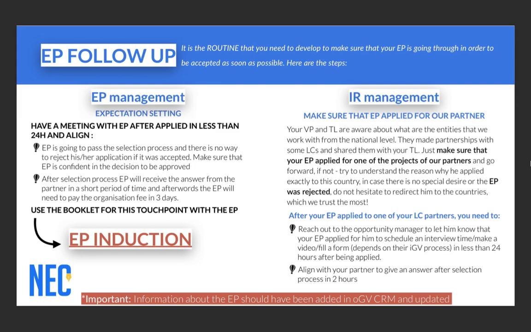At the same time, of course, you need to make sure that the management of your IR partner is also going well. You need to make sure that the EP applied for our IR partner, so your vice president and team leader are aware of the entities that we work with from the national level and from the local level as well, which means you should have the LC to LC partnerships that you are driving on the local chapters, and share them with your team leader. Just make sure that your EP applied for one of the projects of your partner and go forward.